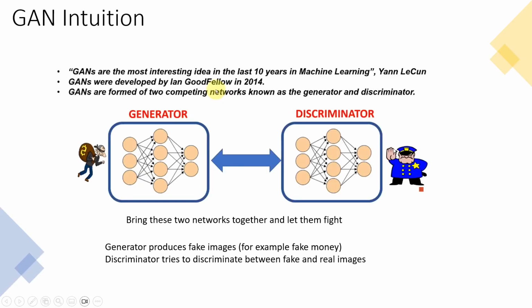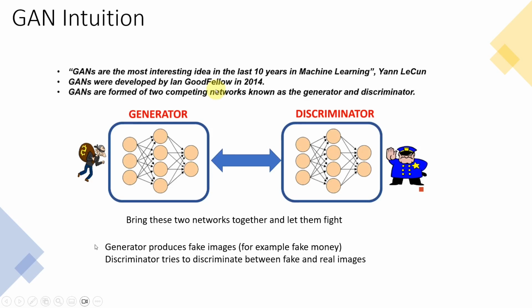So GANs are the most interesting idea in the last 10 years in machine learning. Yann LeCun says that, and he's one famous guy in machine learning. GANs were developed by Ian Goodfellow in 2014, and GANs are formed of two competing networks known as the generator and discriminator. Bringing these two networks together, we let them fight. You can think of the generator as a forger or a thief, and the discriminator as a police officer that's trying to stop the generator.